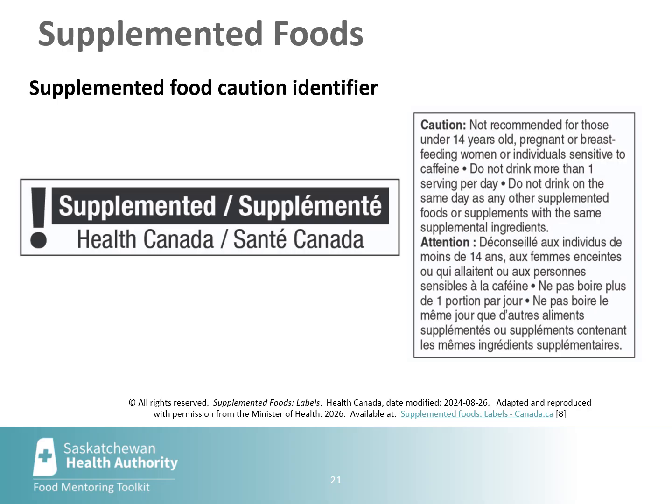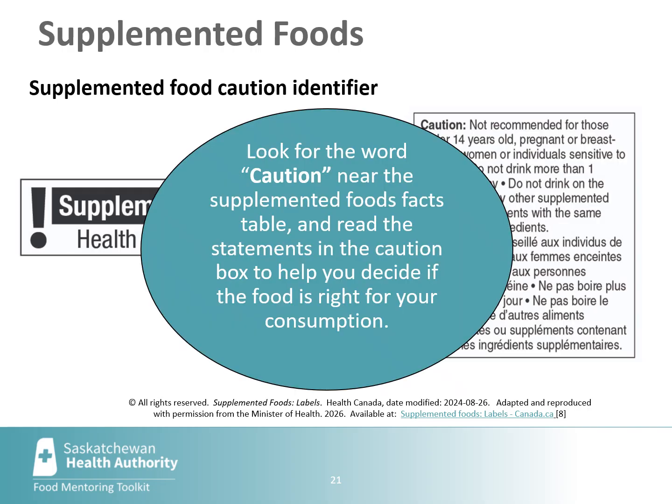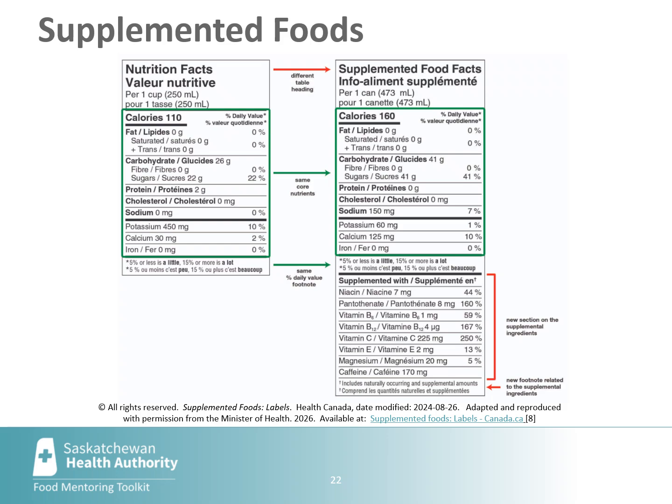The box will provide information on who should not eat or drink the product, to limit the number of servings per day, and to not eat or drink it with other supplemented foods or similar supplements. Look for the word caution near the supplemented foods fact table and read the statements in the caution box to help you decide if the food is right for your consumption. Supplemented foods have specific label requirements and they must have a supplemented food facts table. Take a look at the supplemented food facts and compare it with the nutrition facts table.